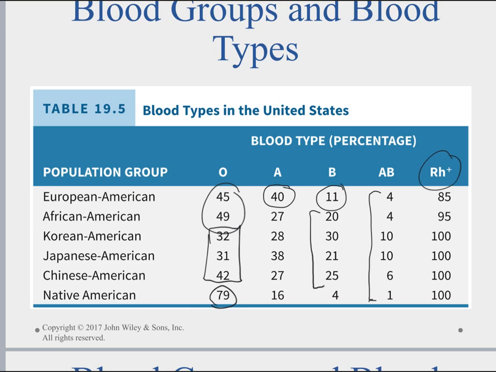Which is right here. Now we see that the majority of the population in the U.S. and even in the world has this Rh factor, this protein on their red blood cell. So we can say European Americans 85%, African Americans 95%, and then Korean, Japanese, Chinese, and Native Americans 100%. And this is a dominant trait. So if you have even one parent who is positive, even if the other is negative, your blood will automatically be positive because of the dominant trait of this Rh factor.